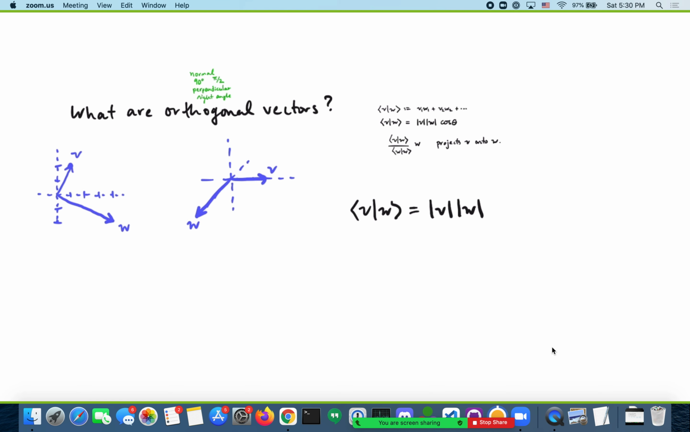That's its definition, how we calculate it, but we can also interpret it as the length of V times the length of W times the cosine of the angle between them. Now, the cosine of pi over 2, the cosine of 90 degrees, is 0. So whenever the angle is a right angle, the whole thing is 0. And so whenever the dot product of two vectors is 0, the angle must be a right angle: 90 degrees, pi over 2, normal, orthogonal. That's the main observation here.